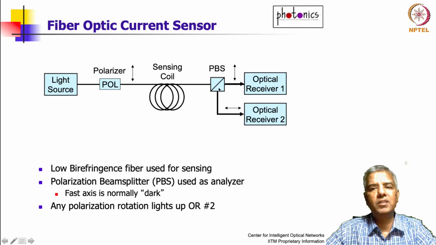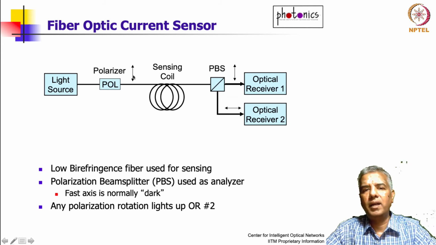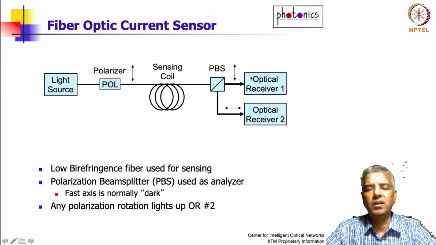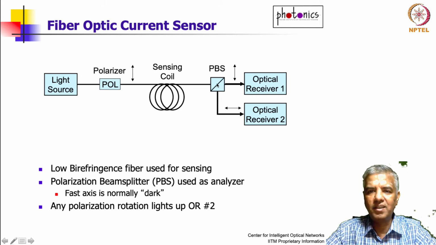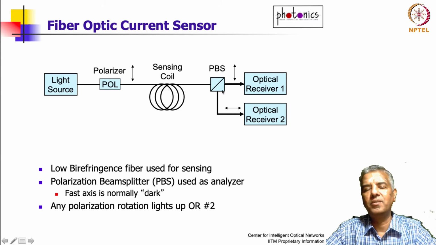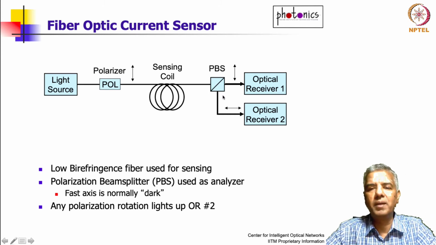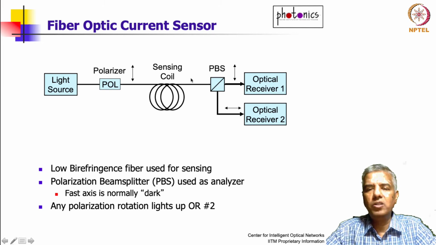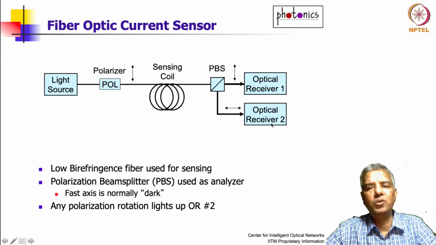It works such that it will allow vertically polarized light in this direction, and the horizontally polarized light will be deflected. I'm sorry about this, this line should actually be the reverse diagonal. There's a small typo there, but nevertheless it deflects horizontally polarized light over here. So if the polarization is maintained in this fiber coil, then all the light would have ended up here, and there won't be any light in optical receiver 2.